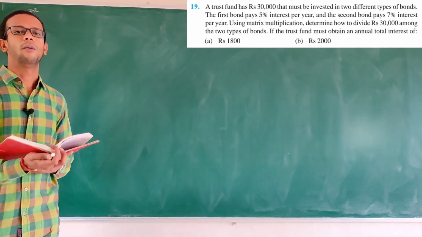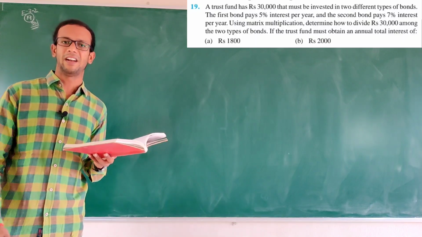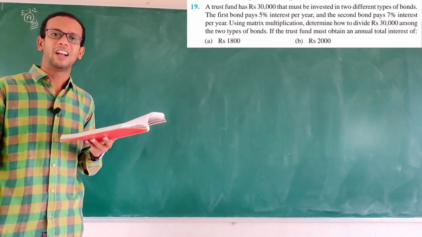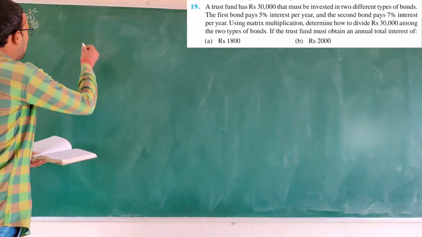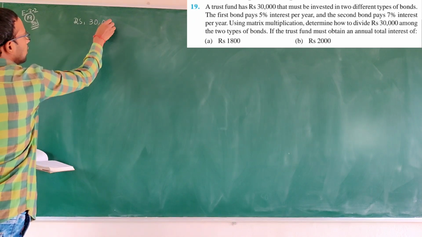Next, problem number 19 I displayed here. This is just a basic question of matrices. So you see the question carefully. A trust fund has 30,000 rupees. So total trust fund how much? 30,000 rupees.